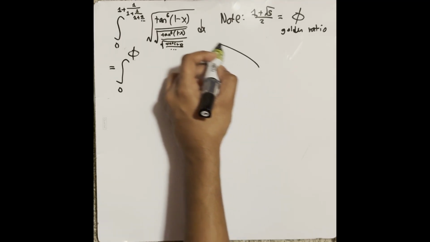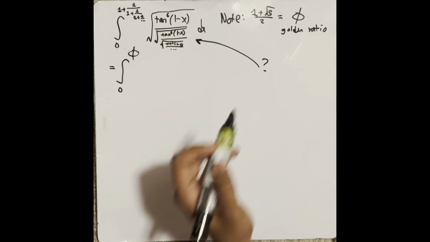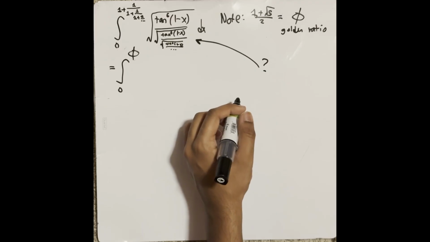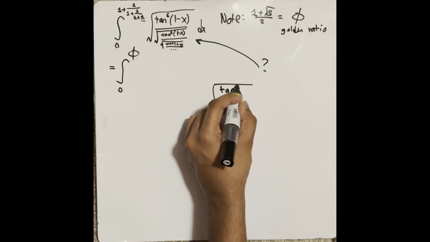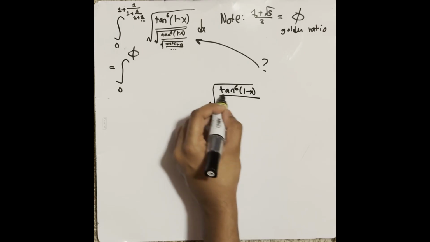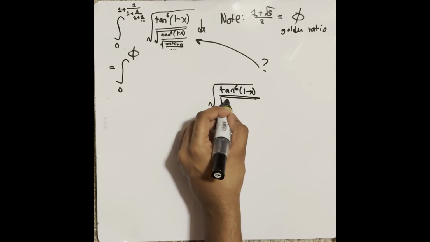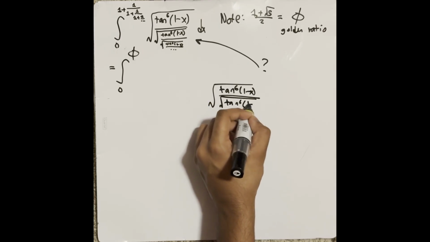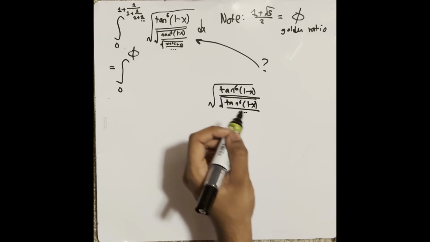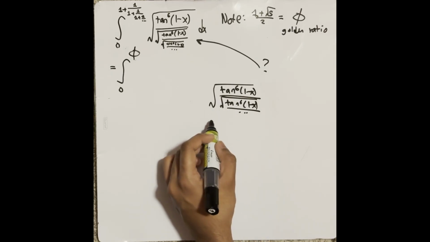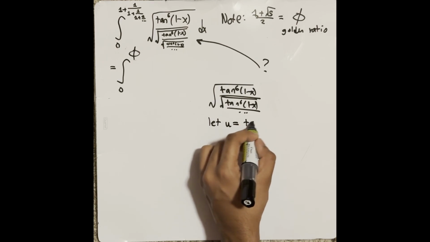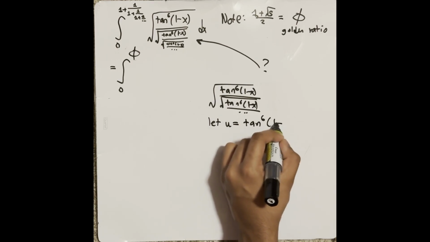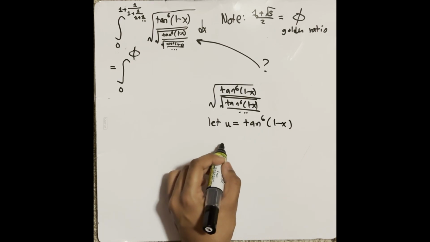Now we're going to simplify the integrand. So square root of tangent to the sixth of 1 minus x over square root tangent to the sixth of 1 minus x dot dot dot. First let's rewrite it to see what's happening. As you can see, tangent to the sixth of 1 minus x keeps appearing. So let's make a u substitution by letting u equal tangent to the sixth of 1 minus x. This will simplify things a bit.